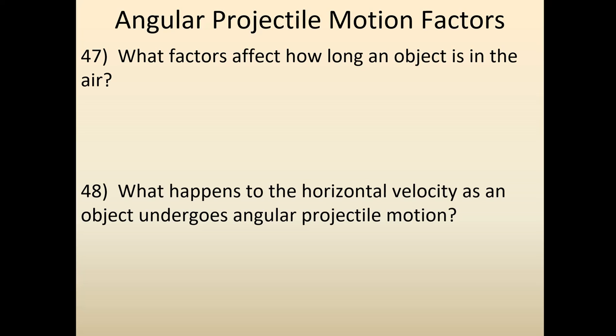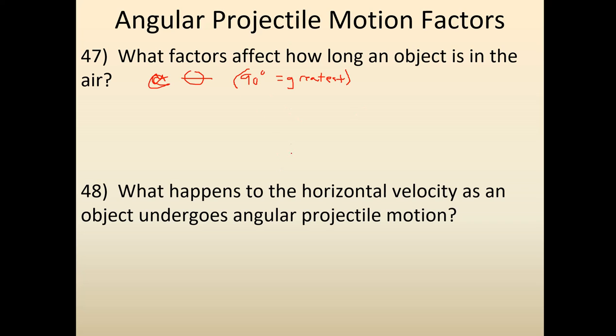All right, so 47 asks what factors affect how long the object is in the air. There are a few things that we could say for this. One of them would be the angle. I didn't mention this, but 90 degrees gives you your greatest time in the air. Again, if 90 degrees gives you the greatest maximum height it can reach, that means it has to have been in the air for as long as possible.